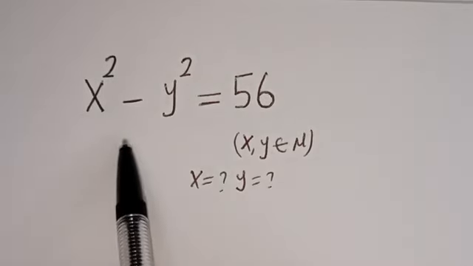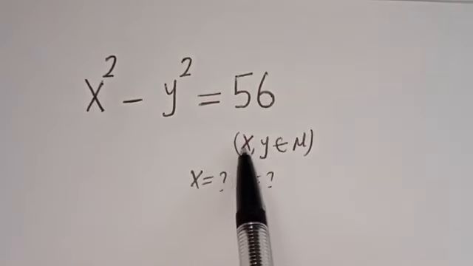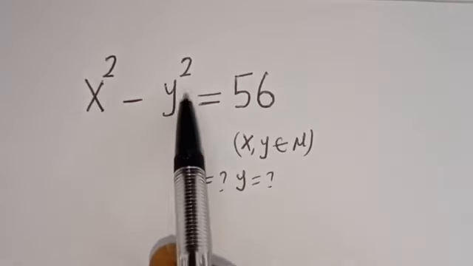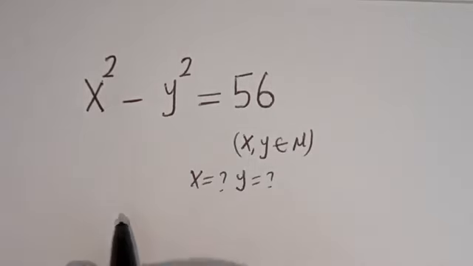Hello, how to solve for x and y in this equation where x and y are members of natural numbers. We have x squared minus y squared is equal to 56. Solution.